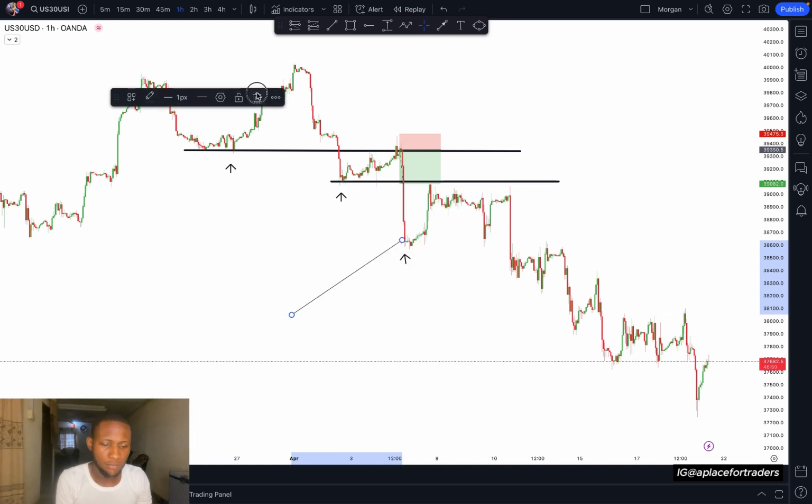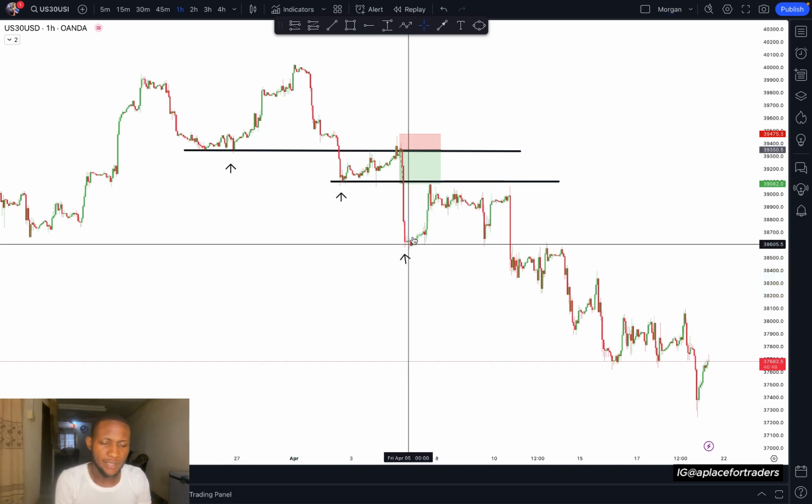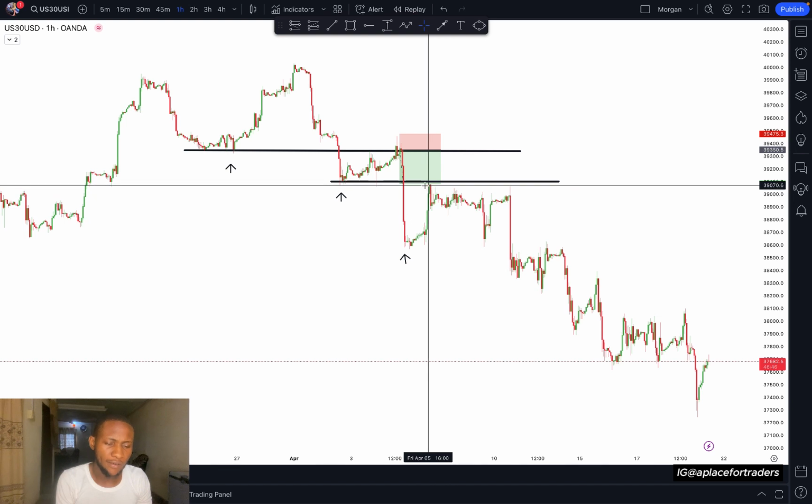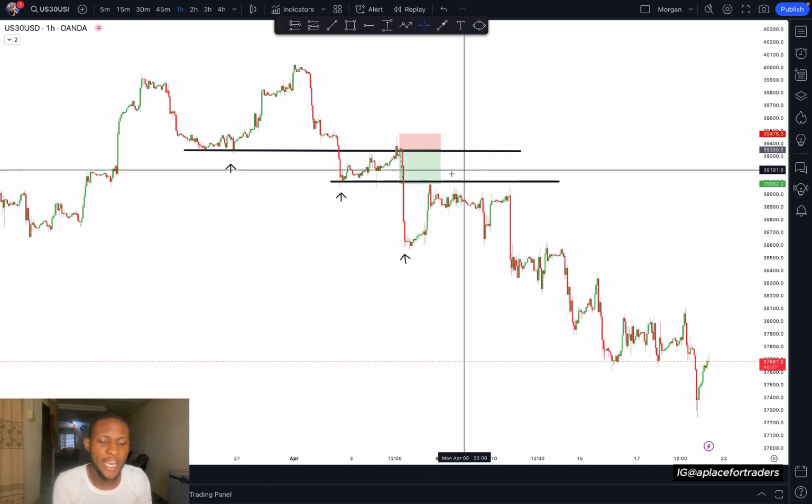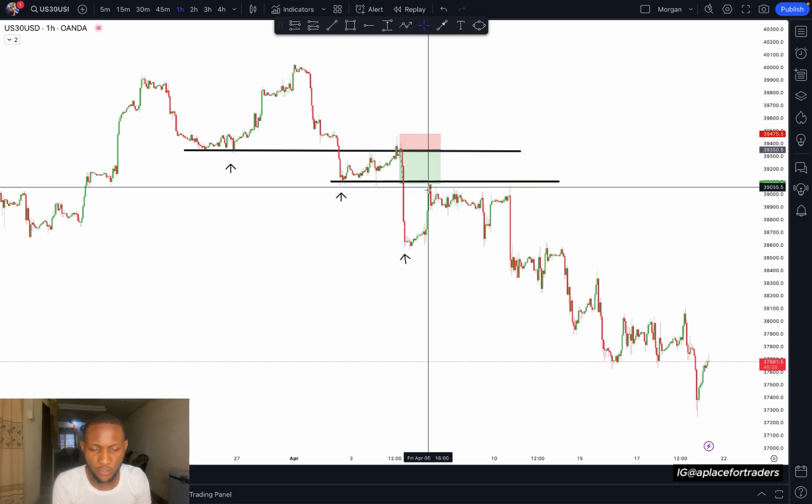So price makes a new low, corrects itself, right? Price corrects itself, and here I wouldn't have taken a trade, because this is not yet a full correction of price. This can be called a retest, but I don't do retests.